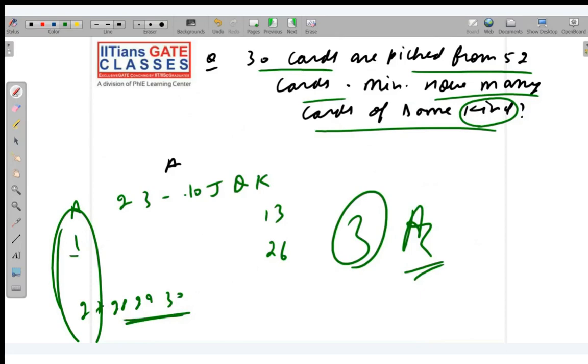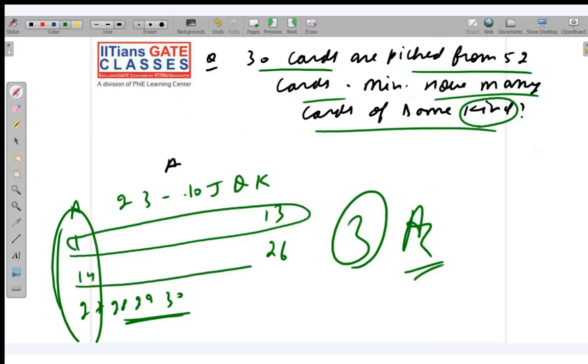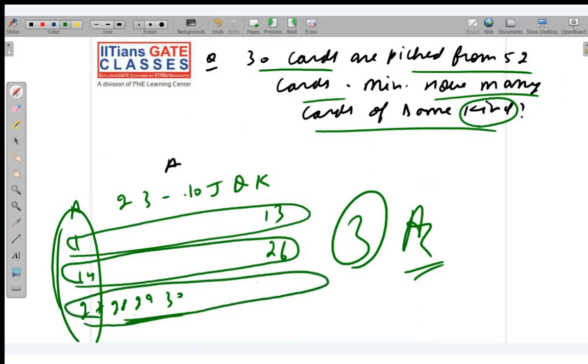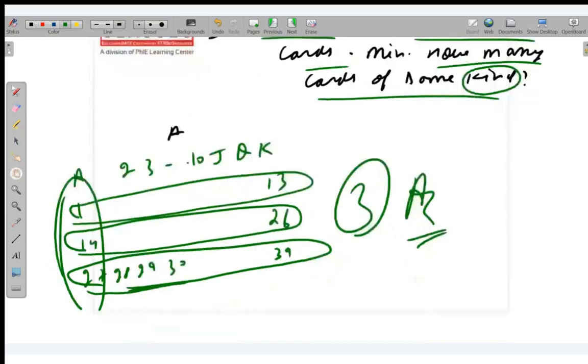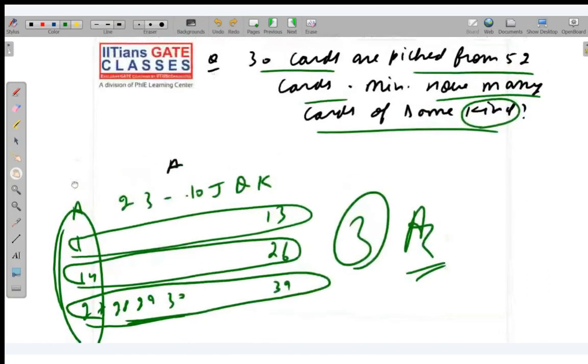Okay, let me tell you. See, 1 to 13 are over, 13 cards are over here. Then 14 to 26 are over here. So now 27, 28, 29, 30 till 39 you will take. And when the 40th card comes, then you will say 4 cards will be of the same type. At least 3 will be of the same type, that is for guarantee. That is the question. With guarantee we have to say. So 3 is the answer.